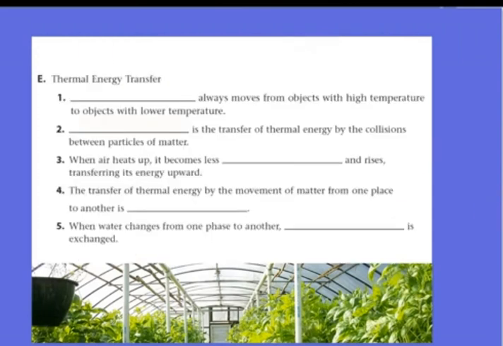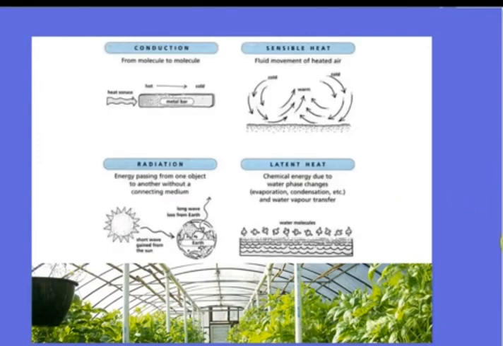Now, let's talk about thermal energy transfer. If you remember earlier in 6th grade, things like that, you might remember the 3 ways that heat is conducted, and we'll talk about a 4th one in a second. But one of them, of course, is radiation. Radiation is when energy passes from one to the other without a connecting medium. This is an example from the sun to the Earth, or ultraviolet radiation bouncing out from the sun.